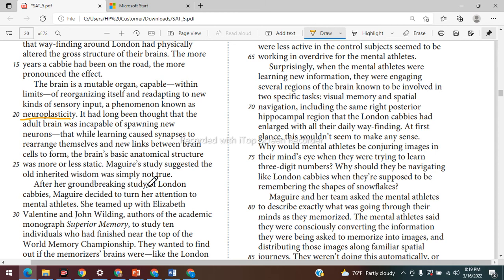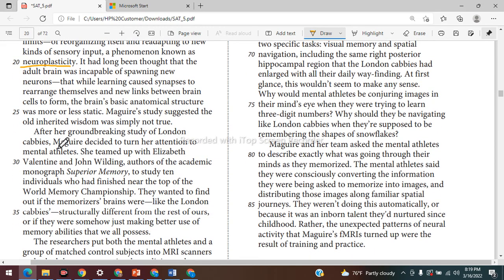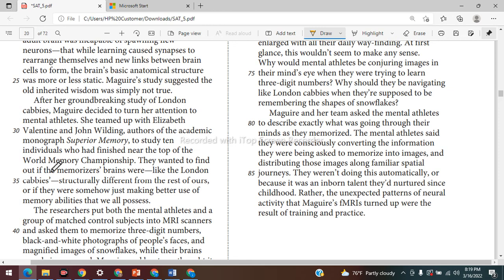After a groundbreaking study of London cabbies, Maguire decided to turn her attention to mental athletes. She teamed up with Elizabeth Valentine and John Wilding, authors of the academic monograph Superior Memory, to study 10 individuals who had finished near the top of the World Memory Championship. They wanted to find out if memorizers' brains were like the London cabbies, structurally different from the rest of ours, or if they were somehow just making better use of their memory capabilities than we all possess.